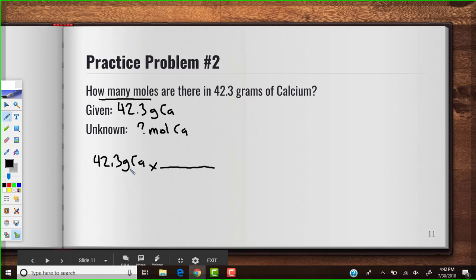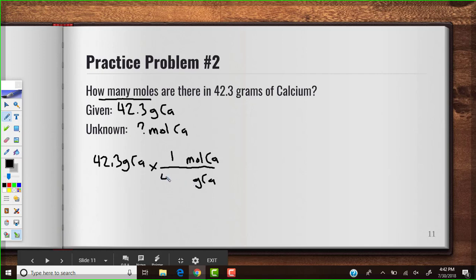The unit grams of calcium is on top of the first step, so that has to go on the bottom of the next step. Now, looking at our mole wheel, is there a direct conversion between grams and moles? Well, yes. I use the molar mass for this. So we're going to have moles of calcium. This information is found in the periodic table, so we look at our periodic table, and for every 1 mole, the number that's on the periodic table always goes with grams.